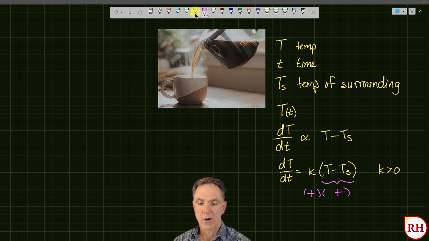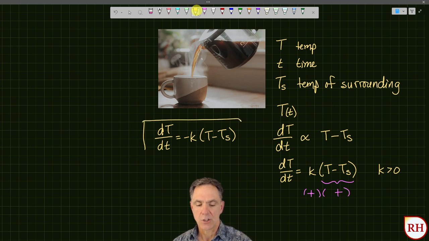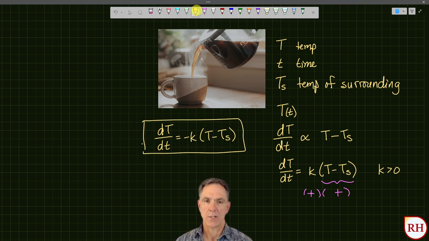And so in order to make this model accurate, we actually need to put in a negative sign. And we have the rate of change of temperature with respect to time is negative k times (T minus T sub S). This is Newton's law of cooling. This is a differential equation. This is an equation that relates a rate, which is the rate of change of temperature, to the function T. And what we do then is we solve this in order to come up with what the function is.